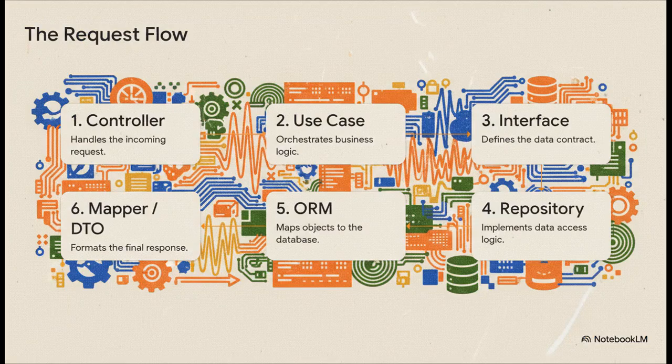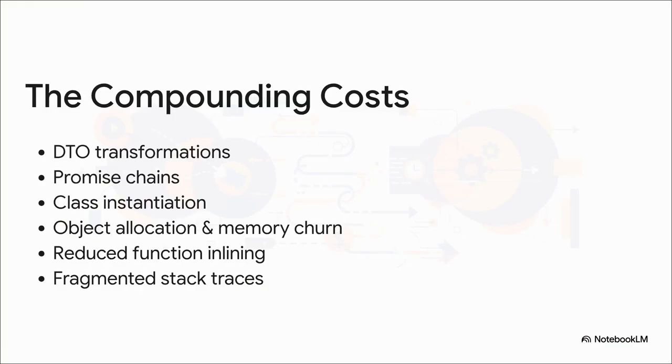Okay, let's make this concrete. Just look at this typical request flow. For one simple thing to happen, your data has to jump through all these hoops. It goes from the controller to the use case, through an interface, to the repository, then the ORM, and finally gets mapped to a DTO, all before you can even think about sending a response back. That is a lot of steps for what should be a simple operation. And at every single one of those hops, you're paying a little toll.